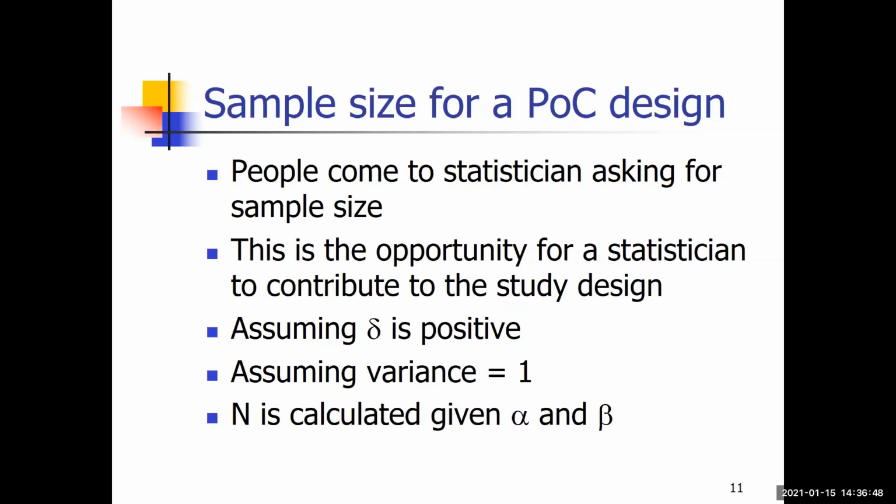Now, if I want to simplify it, I would divide delta by sigma. So once I divide delta by sigma, I end up with variance equal to 1, sigma equal to 1, right? So I'm trying to calculate the sample size just based on delta over sigma. So if you know delta and you know sigma, then sample size becomes a function of alpha and beta, right? So in the following example, I'm going to assume delta is positive.